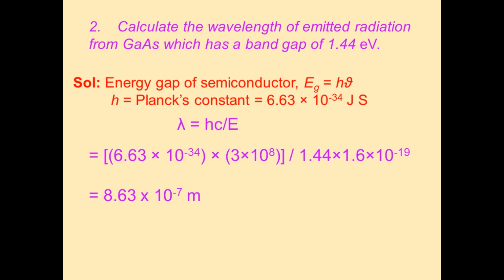So we can write lambda equal to hc by E. Substitute the values, 6.63 into 10 power minus 34 into 3 into 10 power 8 divided by 1.44 into 1.6 into 10 power minus 19, electron volt converted into joules, and simplifying we get 8.63 into 10 power minus 7 meter. The SI unit of wavelength is meter. Angstrom is another unit of wavelength.